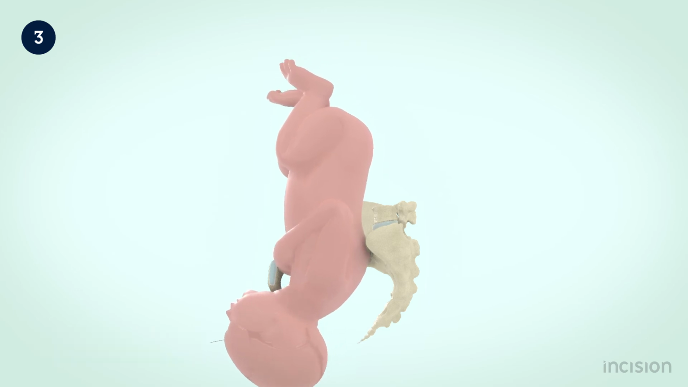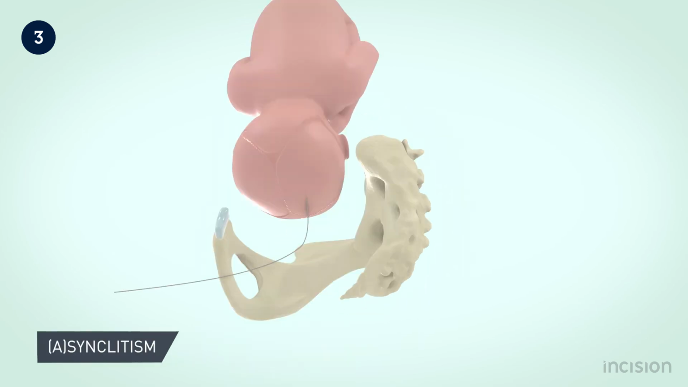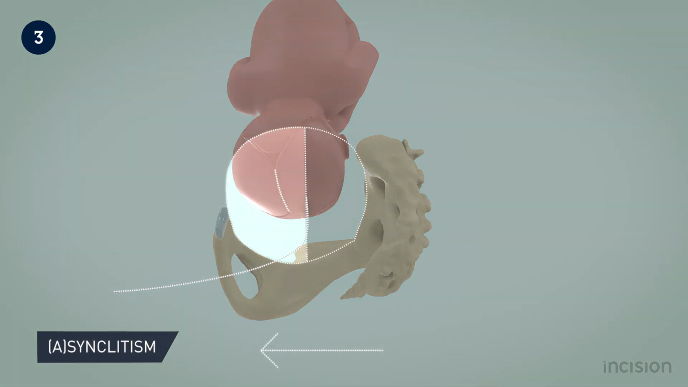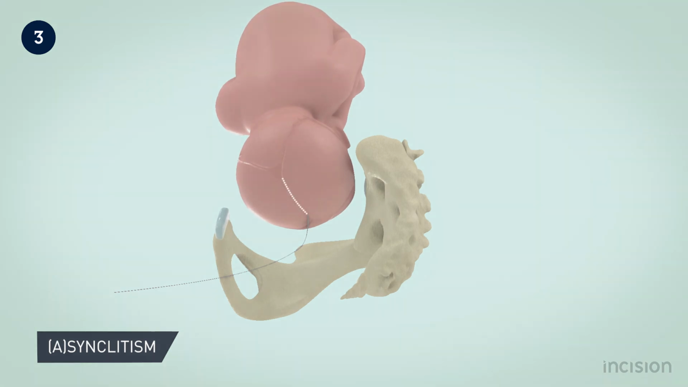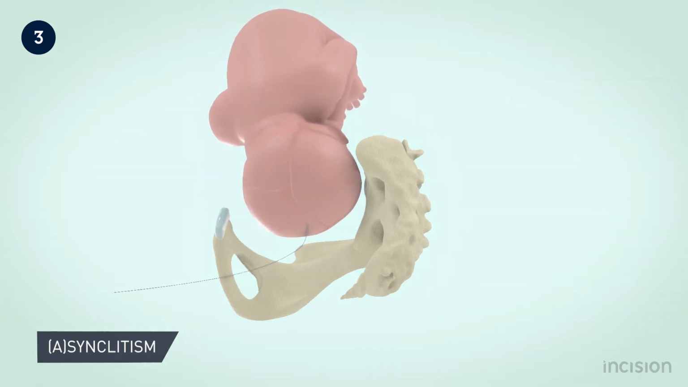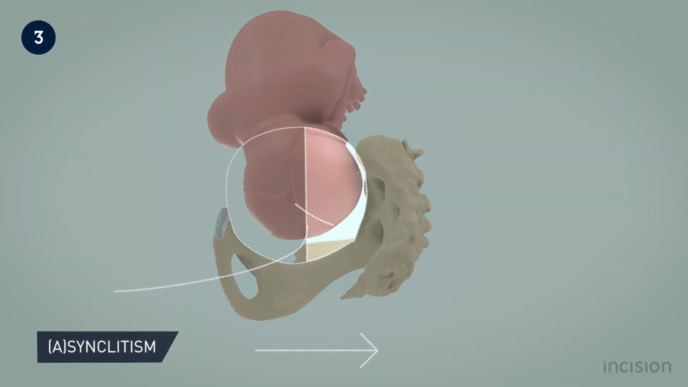Synclitism and asynclitism describe the position of the sagittal sutures relative to the pelvic axis. With posterior asynclitism, the sagittal suture is positioned in front of the pelvic axis, in the anterior plane of the pelvis. With synclitism, the sagittal suture is in line with the pelvic axis in the anterior plane. With anterior asynclitism, the sagittal suture is positioned behind the pelvic axis in the posterior plane of the pelvis.